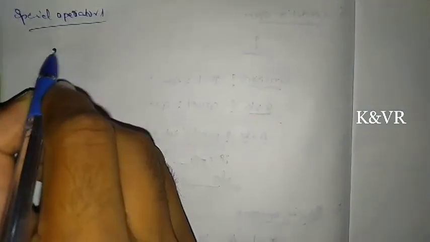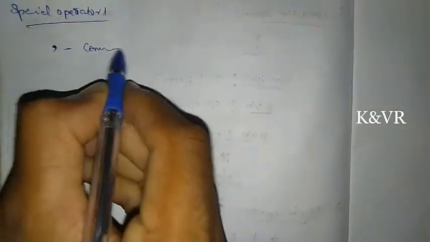And the last one is special operators. Special operators. First one is the comma operator. I think there is no need to discuss this comma operator. We mainly use this to separate the variables.